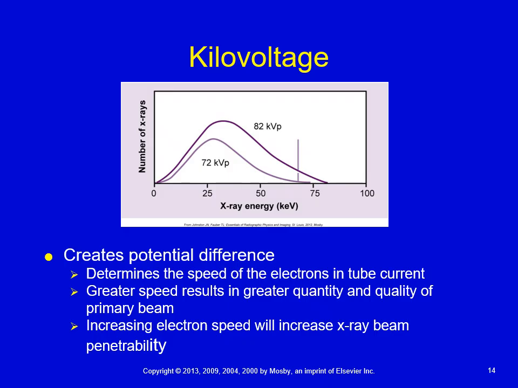So it says right here, determines the speed of the electrons in the tube current, so in the X-ray beam. The greater speed results in greater quantity and quality of the primary beam. So the higher the KVP, the more electrons and the stronger the electrons will be in terms of being available for that patient's exposure. And increasing KVP will increase the ability of that beam to be able to penetrate the patient's part.